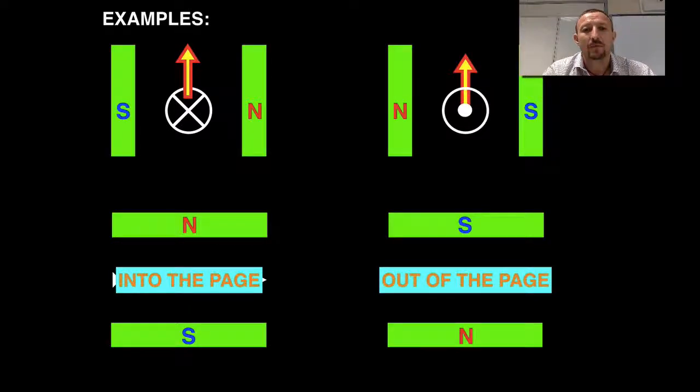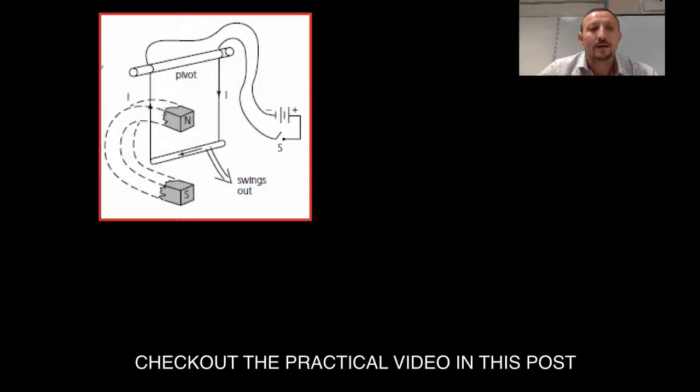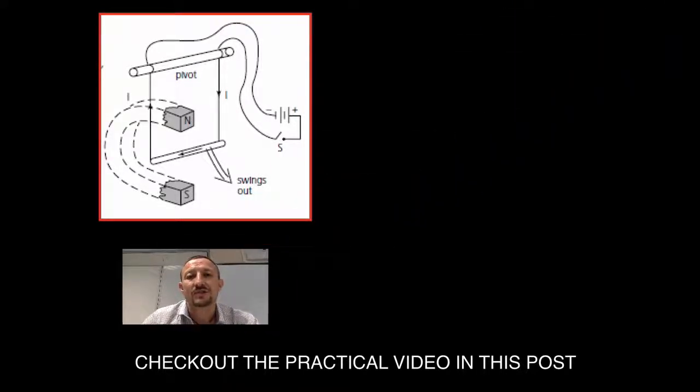How did you go with that? Was that okay? Good. That means now you can determine the direction of the force. Now, this example here I've shown on a video in this post, which basically shows a wire which is suspended between a magnetic field. Now, in this case, we will see that the force is generated and the wire will swing out. But why is that?